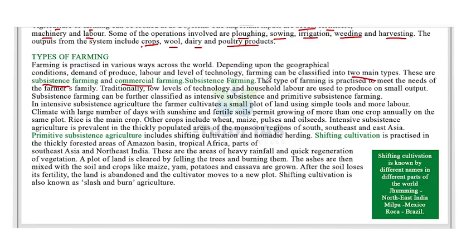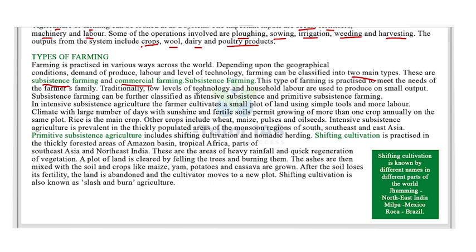Now, what is subsistence farming? This type of farming is practiced to meet the needs of the farmer's family. So subsistence farming is the farming which is practiced to meet the needs of the farmer's family, and it gives only a small output.